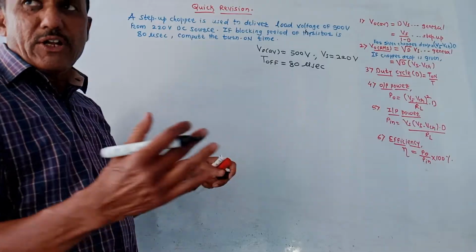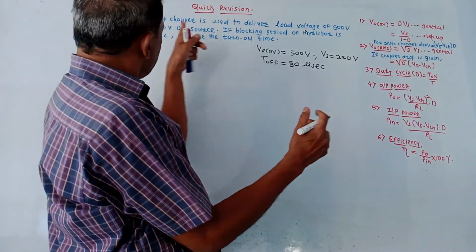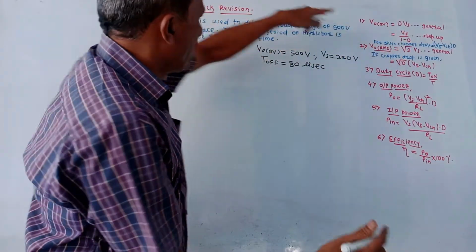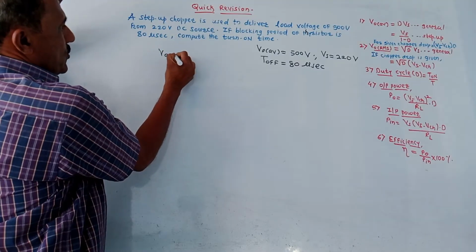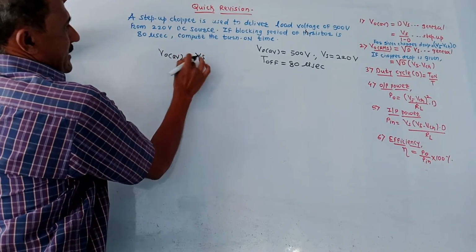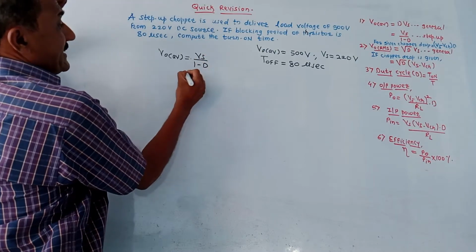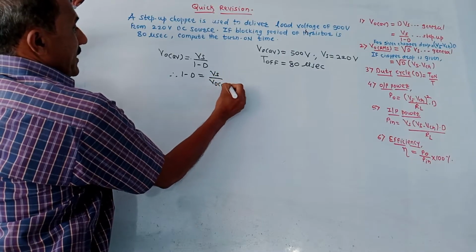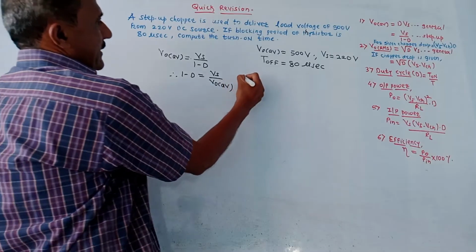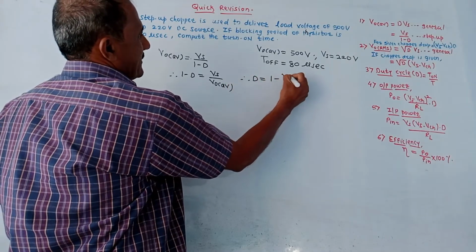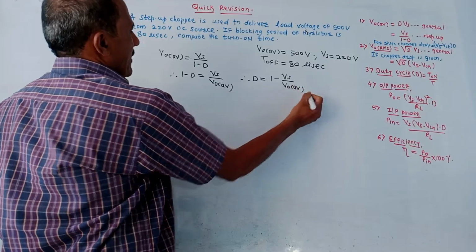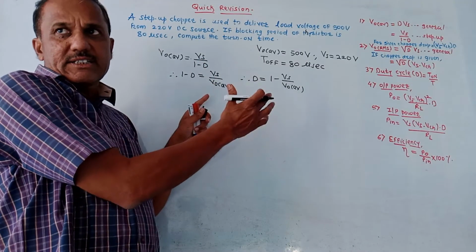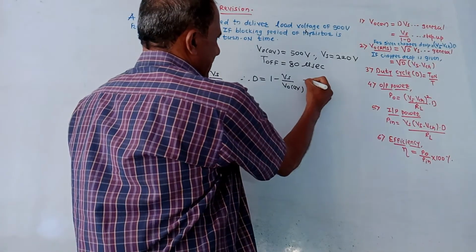Now let us first calculate value of D. This is the step up chopper, so we have to make use of this formula because V0 average and Vs are given. So from this formula I can write V0 average is equals to Vs upon 1 minus D. From this I can write 1 minus D is equals to Vs upon V0 average. Simple, interchange these two terms, then D is equals to 1 minus Vs upon V0 average. Again, D is transposed to this side and this term is transposed to the LHS, and then LHS and RHS are interchanged. So from this we can calculate value of D.